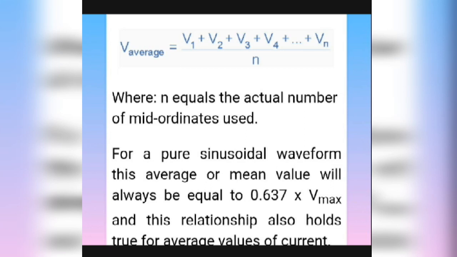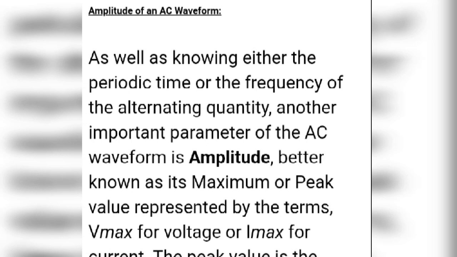For a pure sinusoidal waveform, this average or mean value will always be equal to 0.637 times V maximum. And this relation also holds true for the average value of a current. Amplitude of an AC waveform.